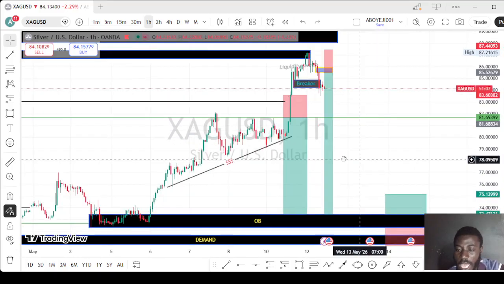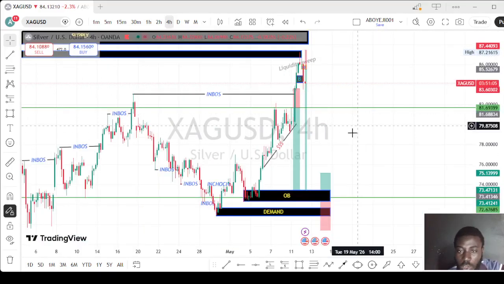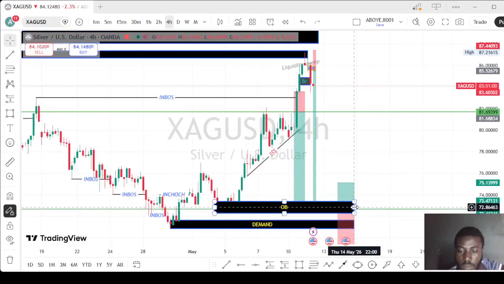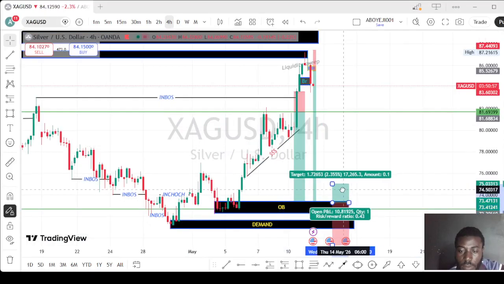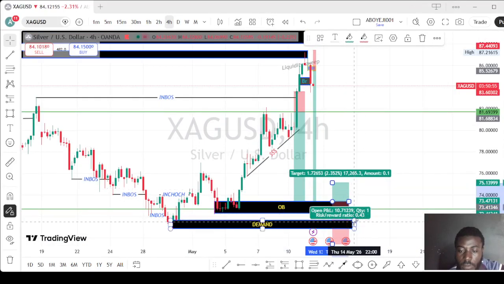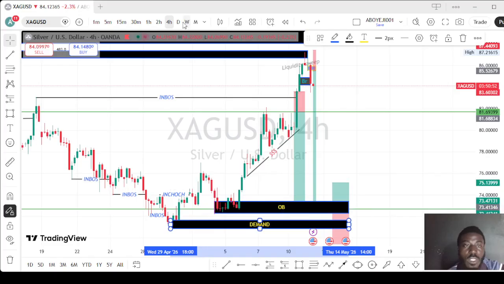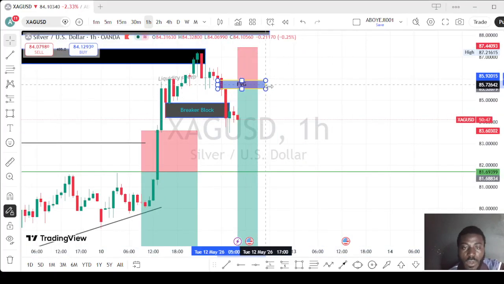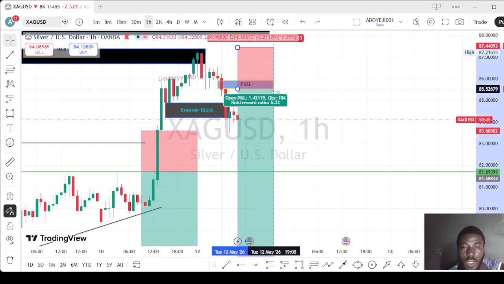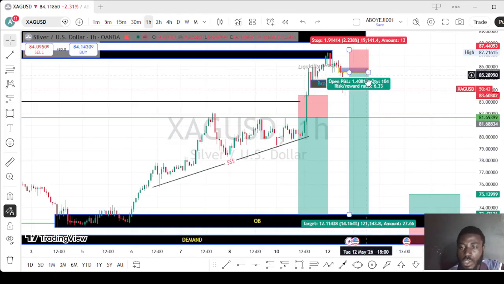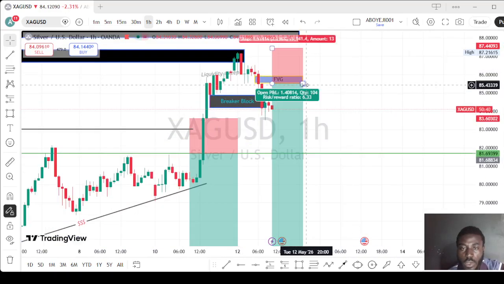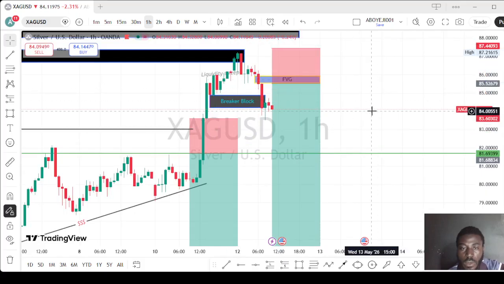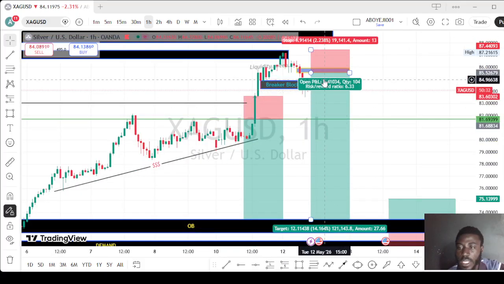But the market is in a downtrend for now. I'm still expecting a huge downtrend. So stay patient. Let's be patient. A huge downtrend is coming on gold because the market has just given us a huge reaction from the supply. So I'm still expecting a downtrend.